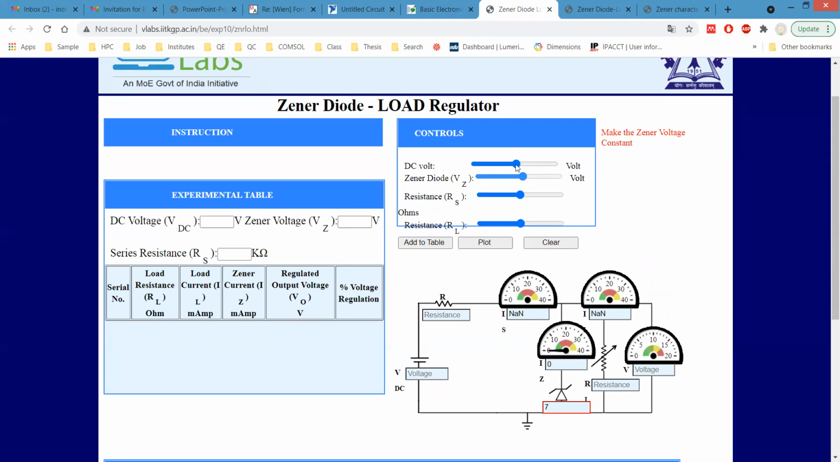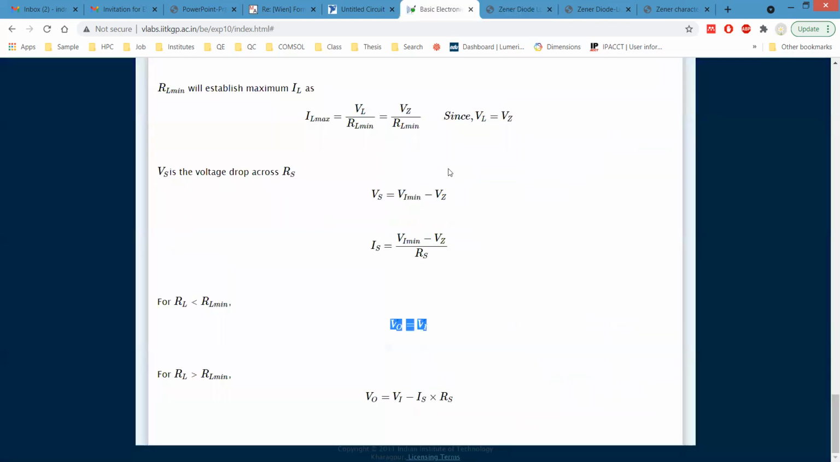Okay, 7 volt. So Vz is 7 volt, and our input voltage is, let's say, 20 volt again, and Rs is given. Now calculate the RL minima for this configuration. Wait, the equation is this one.